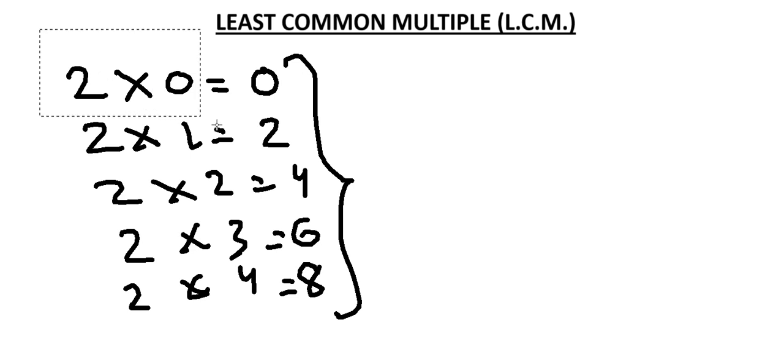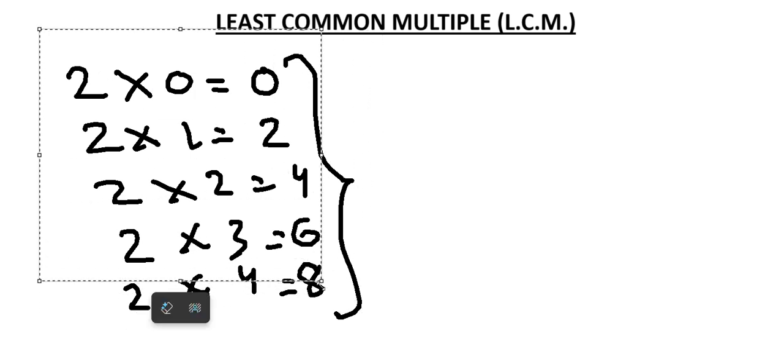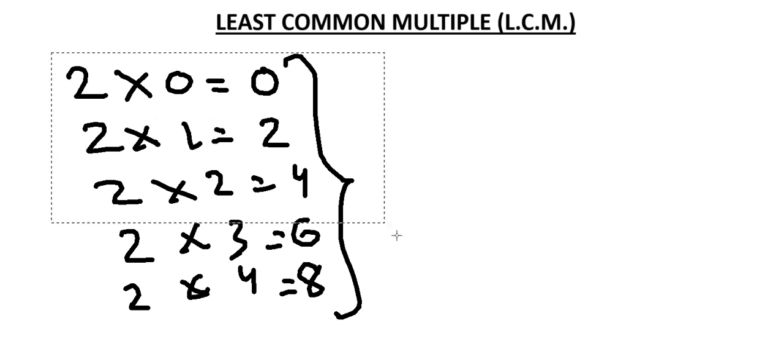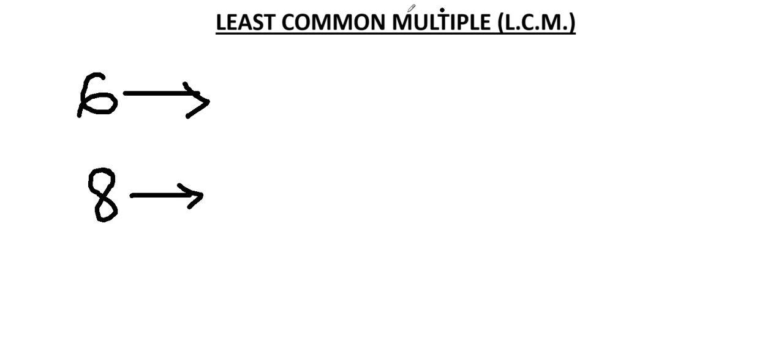Now let's dig deeper into least common multiple. So let's have the basic idea about the least common multiple. I am going to take two numbers, that is 6 and 8. I'm going to find out the multiples of 6 and 8 first of all. So first we are going to deal with the multiple part.